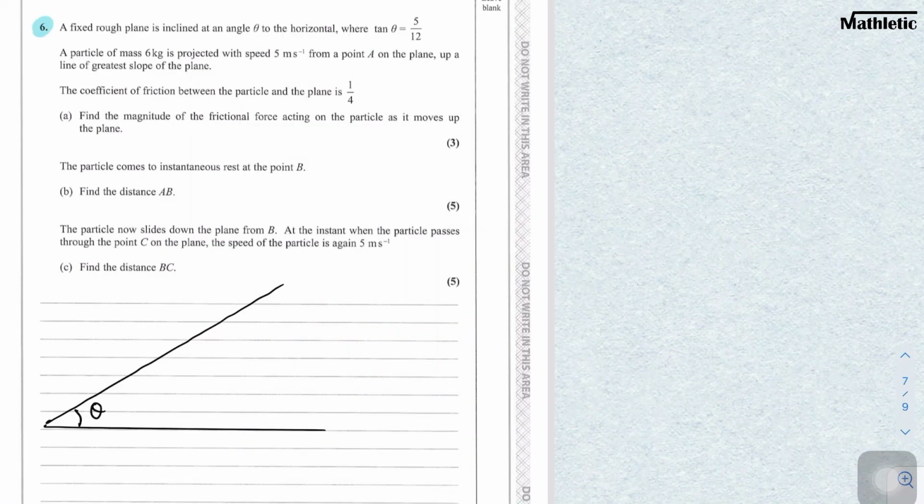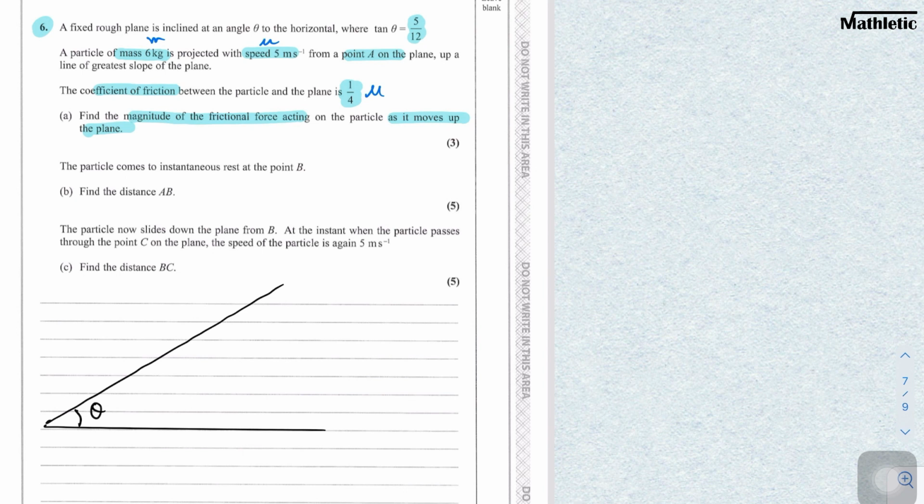Let's start number 6. A fixed rough plane is inclined to the horizontal, and tan theta is 5 by 12. A particle of mass 6 kg is projected with a speed of 5 from a point A up a line of greatest slope of the plane. The coefficient of friction, mu, is given as 1 by 4, the initial speed u is 5, and the mass m is 6 kg. At first we need to calculate the magnitude of the frictional force on the particle as it moves up the plane.